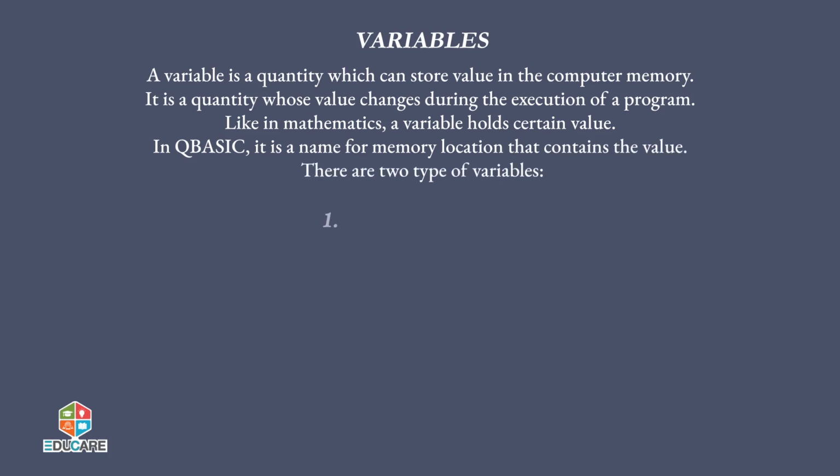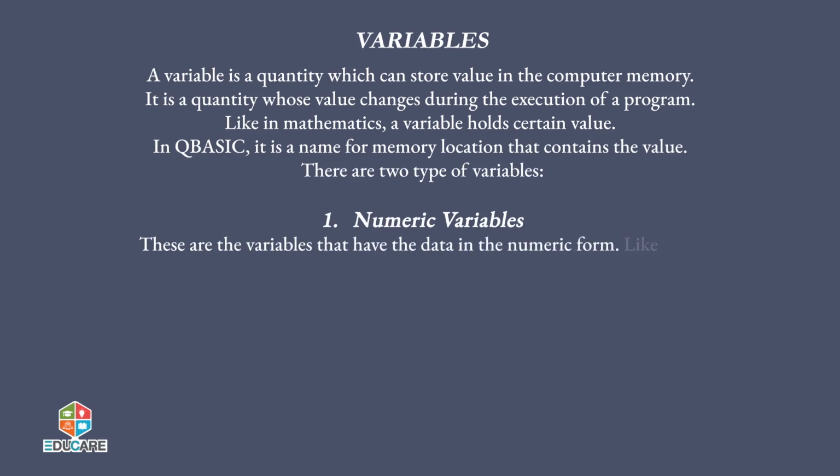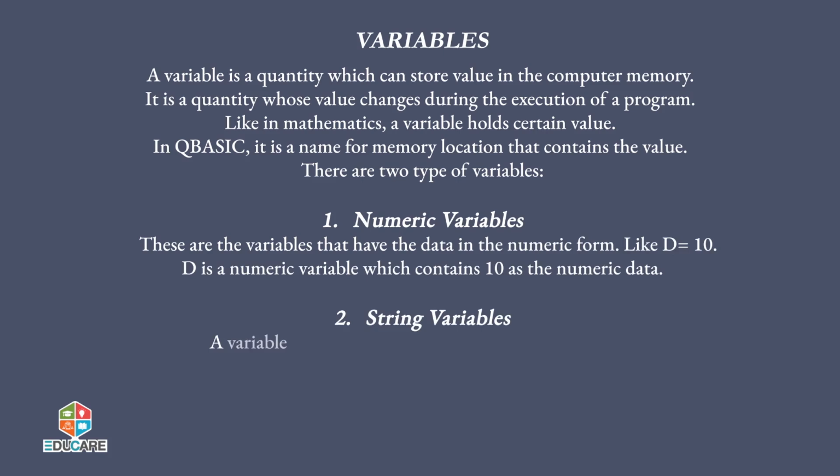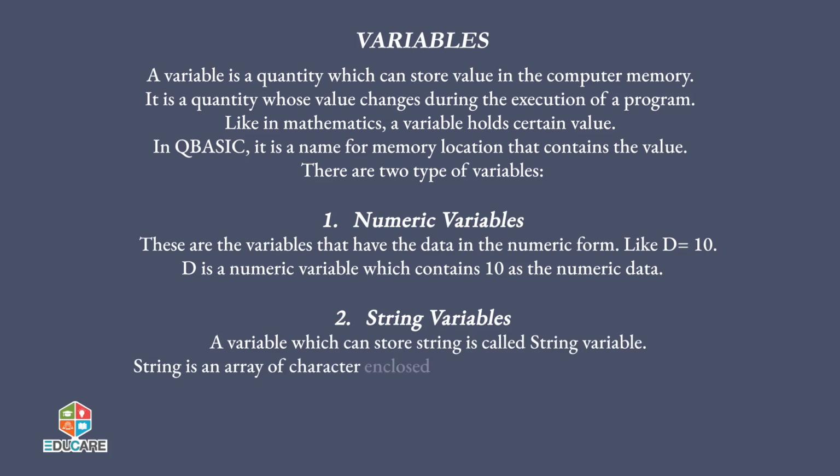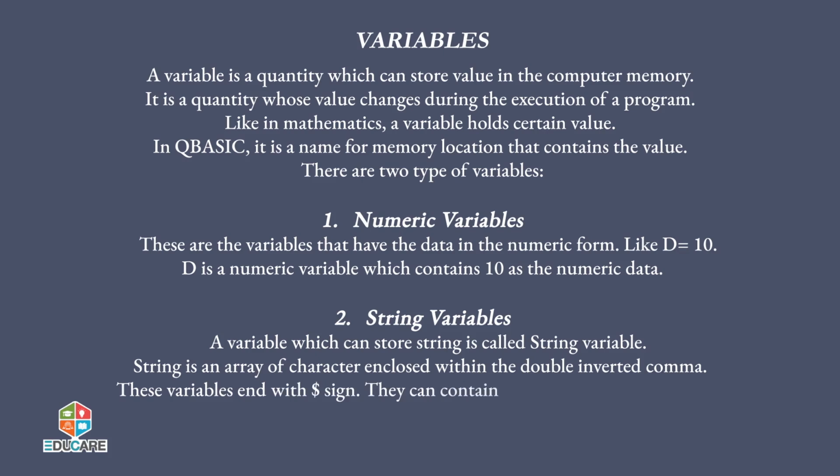Numeric variables. These are the variables that have the data in numeric form, like d equal to 10. D is a numeric variable which contains 10 as the numeric data. String variables. A variable which can store a string is called a string variable. A string is an array of characters enclosed within double inverted commas. These variables end with the $ sign. They can contain both numbers and alphabets.